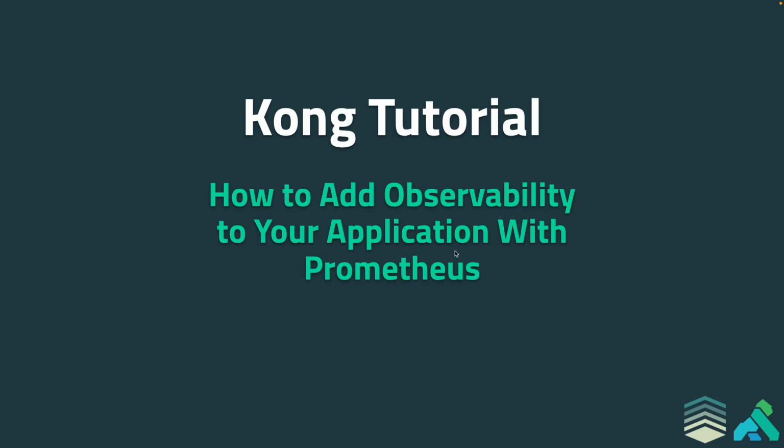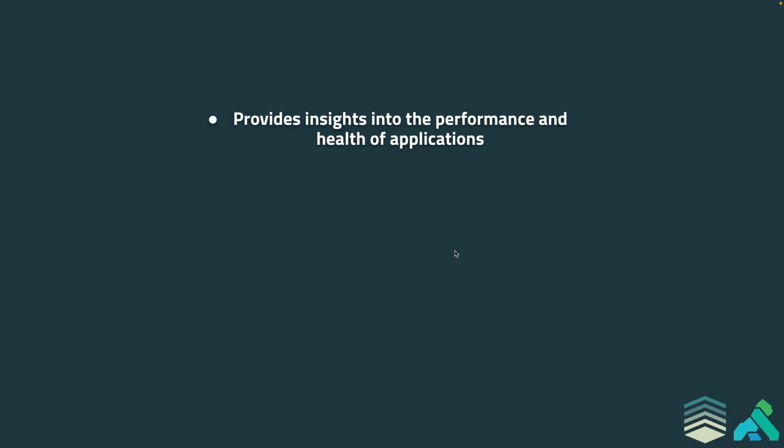So effectively, what is observability? Observability gives you the insight into how well your application is doing, with regards to the performance and the health of the application, and allows you for proactive management and resolution of problems. It also gives you the ability to monitor and troubleshoot your system.